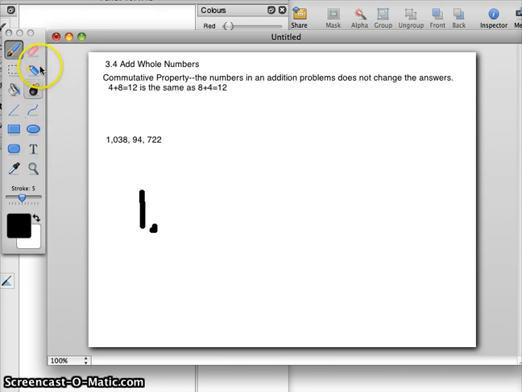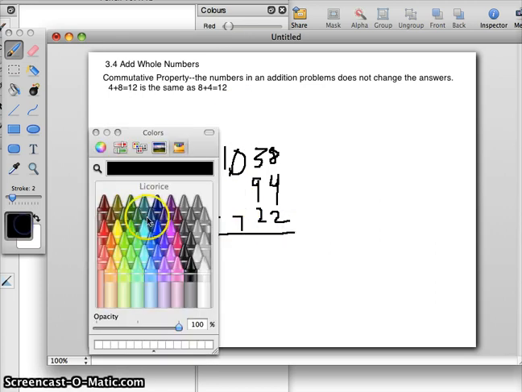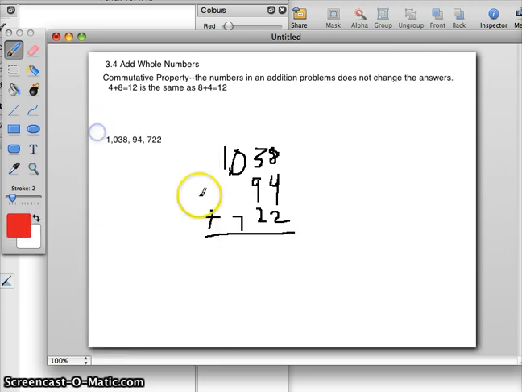I'm going to erase this and do it a little higher so I can get it all in there. So I'm going to go 1038 plus 94, and I'm lining them up like this because I'm putting all the ones place value in one row, all the tens, and I'm going to put the 722 over here because that way I can have all the hundreds in the same. And I'm just going to add all these together. When I add these, I'm going to put it in red.